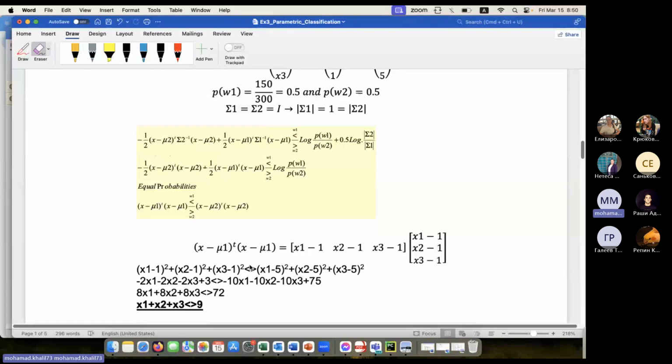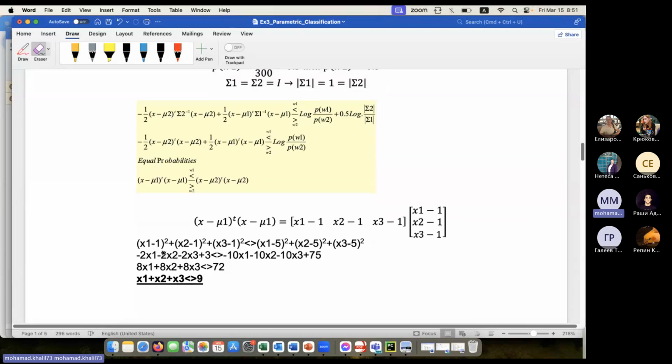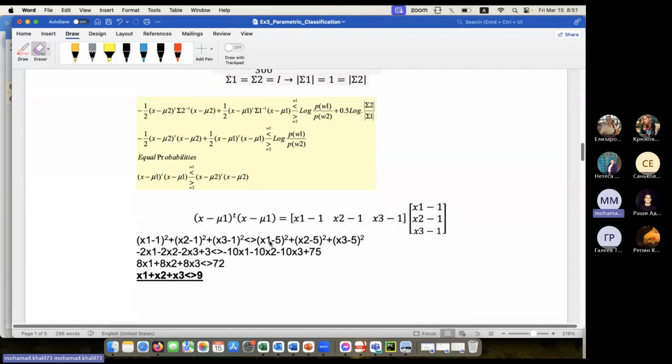Look, it's the distance: (x1 minus 1) squared, (x2 minus 1) squared, (x3 minus 1) squared. If it is less than or greater than, this one's the same: (x1 minus 5) squared, (x2 minus 5) squared, (x3 minus 5) squared. You develop x1 squared, x2 squared, x3 squared, and you simplify by all the squares here, and you will have minus 2x1, minus 2x2, minus 2x3, plus 1, plus 1, plus 1, plus 3, compared with minus 10x1, minus 10x2, minus 10x3.